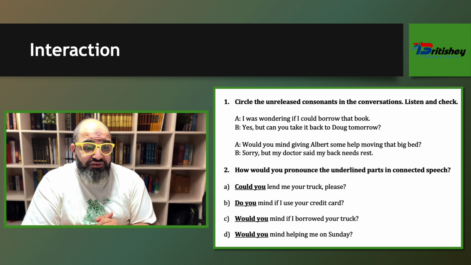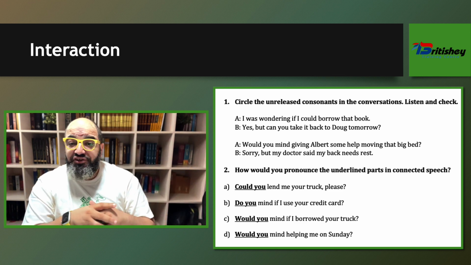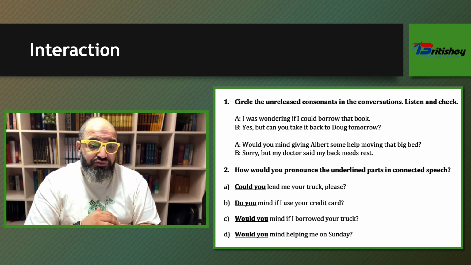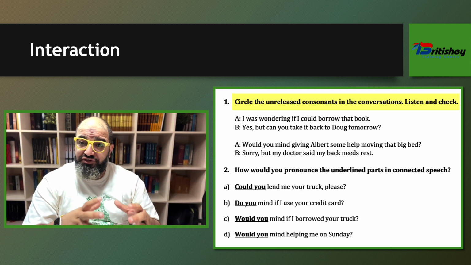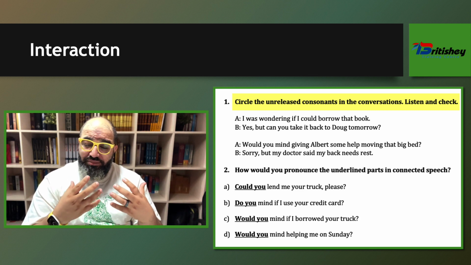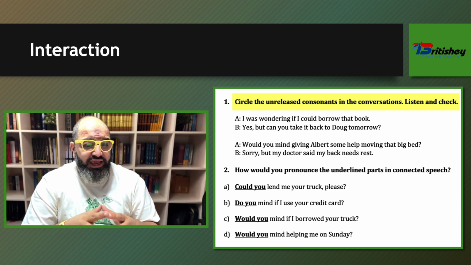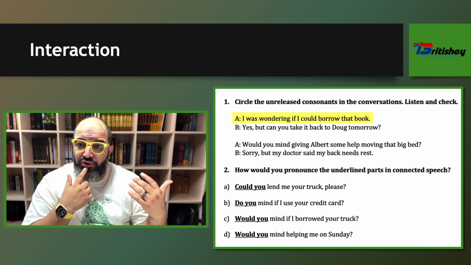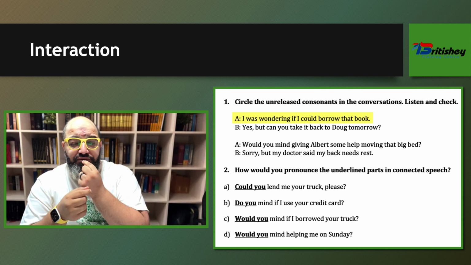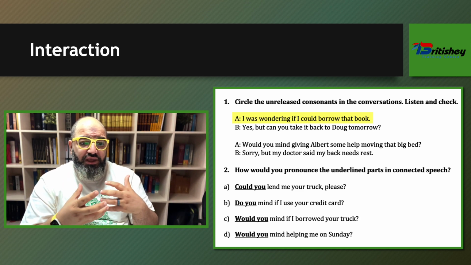Another interaction activity to focus on pronunciation. Again, the first idea is actually taken from Interchange, and the second one is my idea. So the first one: circle the unreleased consonants in the conversations, then listen and check. So this is more about elision. And again, when the students look at A, I was wondering if I could borrow, they need to learn that you say, I could borrow, I could borrow. You don't need to pronounce the D sound. So again, that's the focus here, okay?